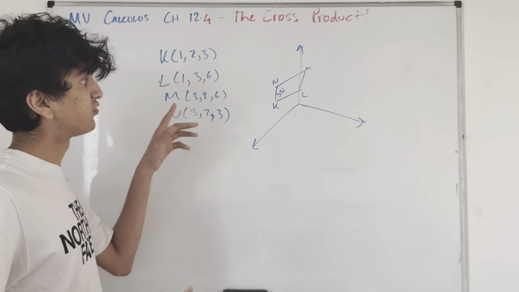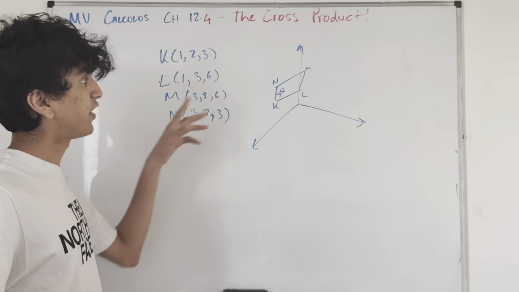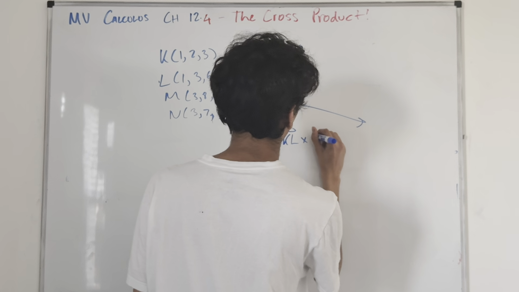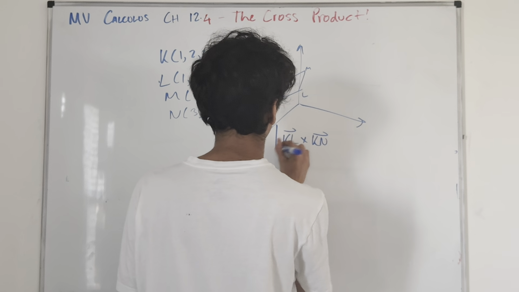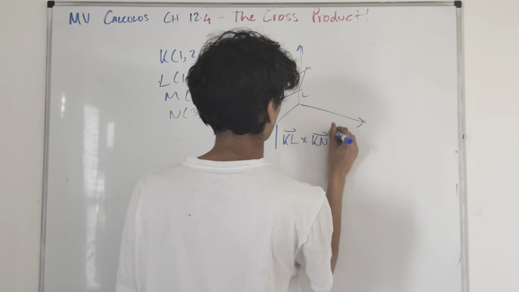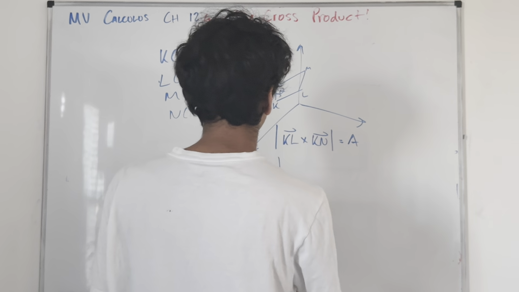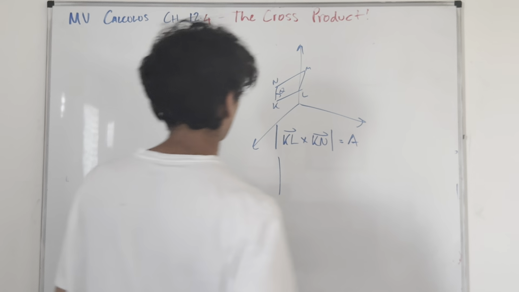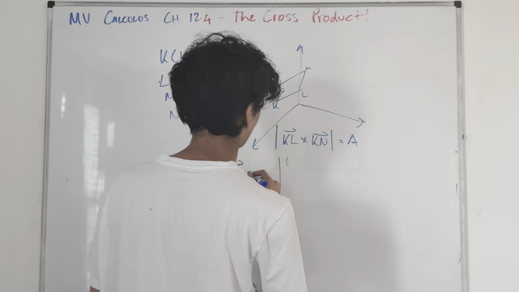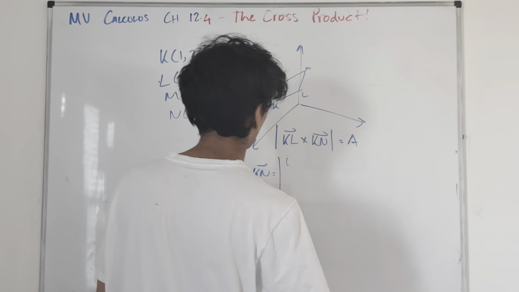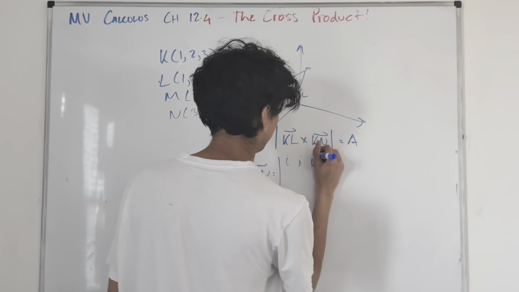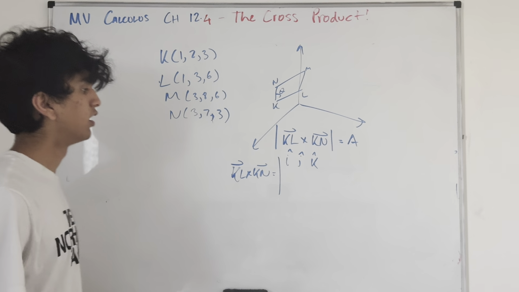And I can just find the cross product of the vector KL cross KN. Take the magnitude, and that'll be the same as the area, right? Because the magnitude will end up equaling KL times KN times sine theta, and that's just the area of a parallelogram. So let's just get my determinant going. I guess I'll do this notation, KL cross KN. I'm going to do my i, j, k.